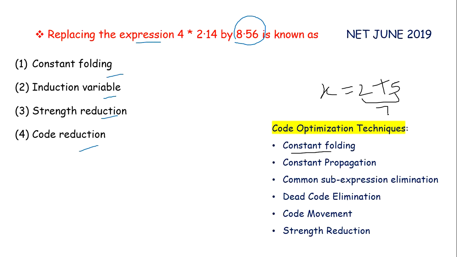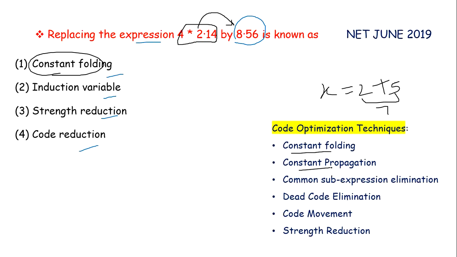This is constant folding. Now you can relate that in the given question, we have a constant expression that is 4 into 2.14. We are evaluating it and replacing it with its result, that is 8.56. So the answer for this question will be constant folding, that is option 1. But just for the sake of knowledge, let us see what are other optimization techniques.